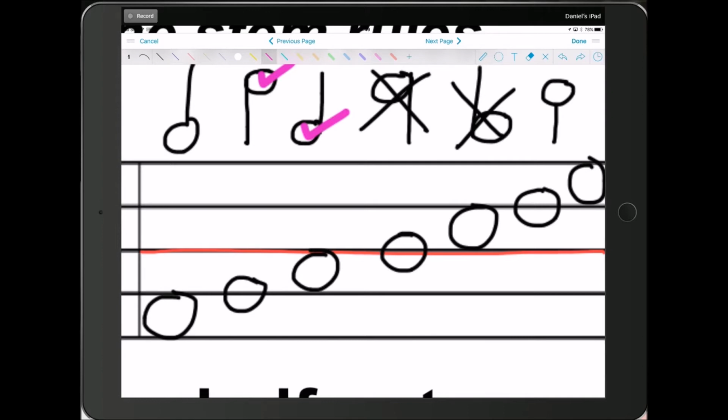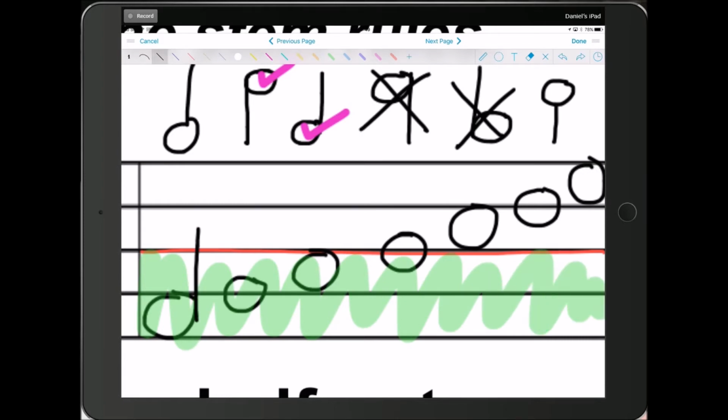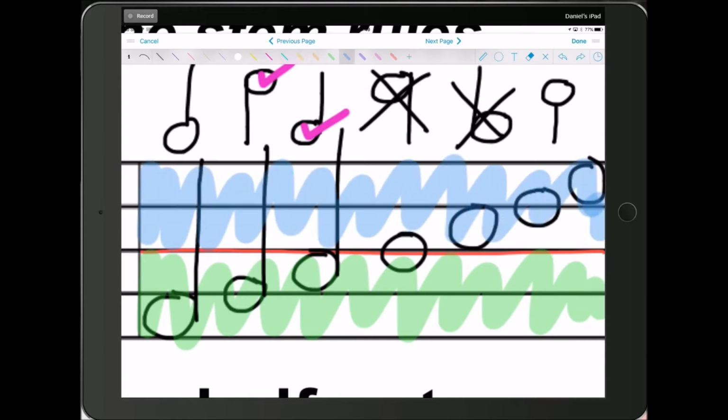Now, if the note head, the circle part of the note, is below the third line, which should be all of these right here, the stem is going to go up on the right side. Make sure your stems are long enough. If the note head is above the third line, the stem is going to go down on the left side.